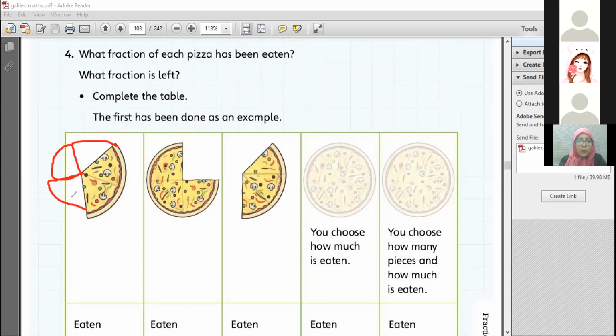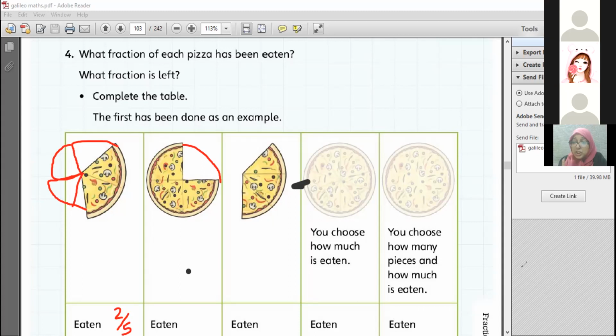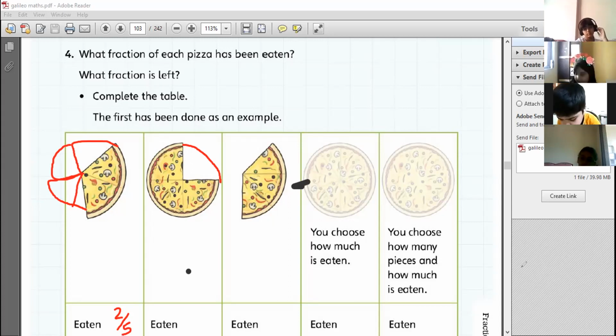Okay, Manha, are you understanding? It's up to you how many pieces I made. 1, 2, 3, 4, 5. Make pieces according to you. Now here I'll just make one. Completed. So if two pieces are eaten out of five, how many are left? 2 by 5 is eaten. How many are left? 3 by 5. If you want, you make 8 pieces. Pieces are up to you, but your fraction should be correct. Okay, Manha? Your doubt is clear over here? Okay.